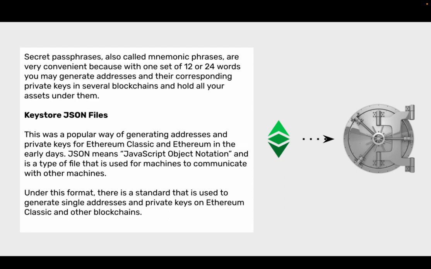Keystore JSON files. This was a popular way of generating addresses and private keys for Ethereum Classic and Ethereum in the early days. JSON means JavaScript Object Notation and is a type of file that is used for machines to communicate with other machines. Under this format, there is a standard that is used to generate single addresses and private keys on Ethereum Classic and other blockchains.